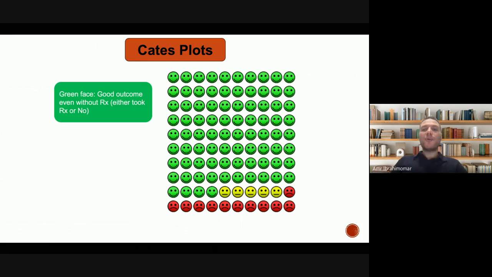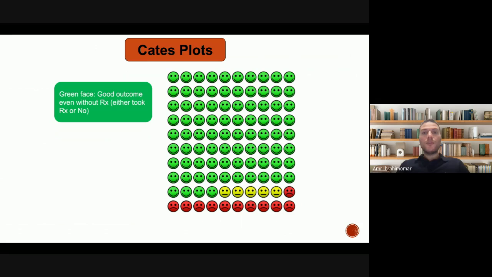Red faces, these people are very unlucky. They will have the bad outcome if they took a statin, if they didn't take the medication or took it, it doesn't matter. If you give them the treatment or you don't, these people are very unlucky, so you will always have a bad outcome. Yellow faces, they are also lucky, but they are only lucky if they took the medication or intervention.